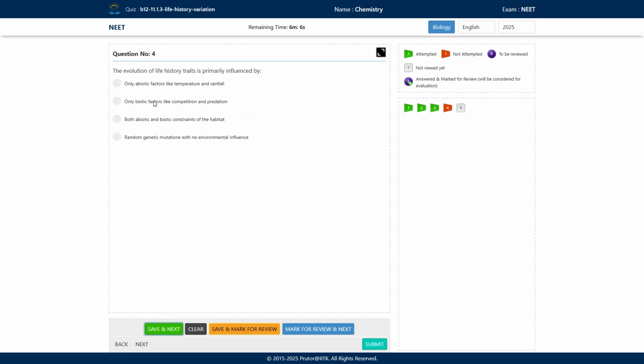Next one, the evolution of life history trait is primarily influenced by. The options are only abiotic factors like temperature and rainfall. Abiotic factors mean non-living factors. Then next option is only biotic factors like competition and predation. So biotic factors means the living factors. Next one is both biotic and abiotic constraints of the habitat. And the last option, random genetic mutations with no environmental influence. What is the correct answer?